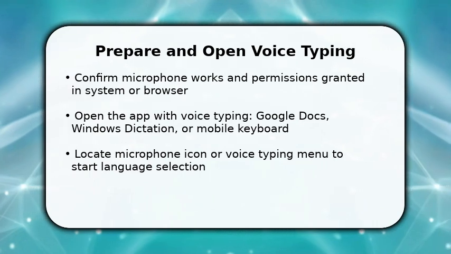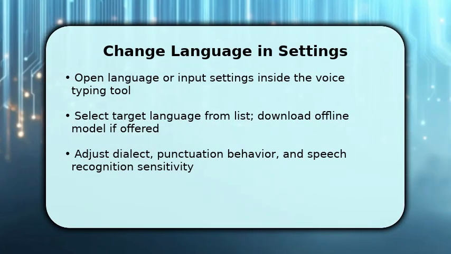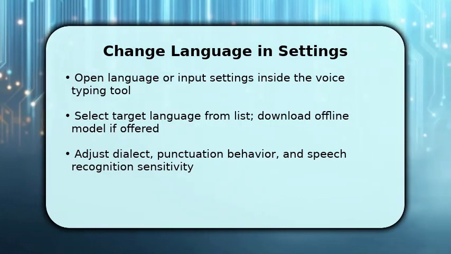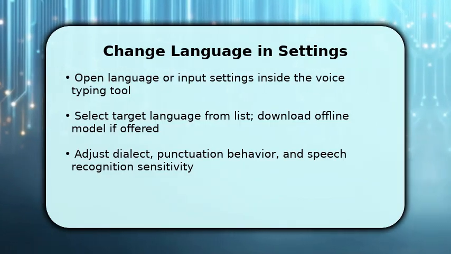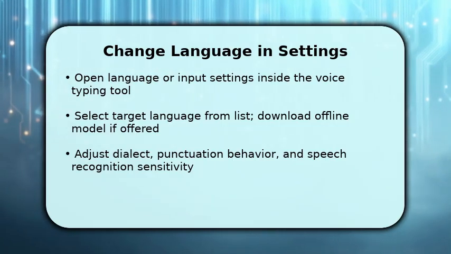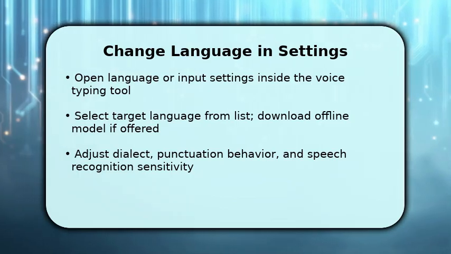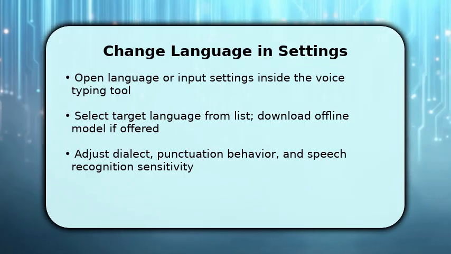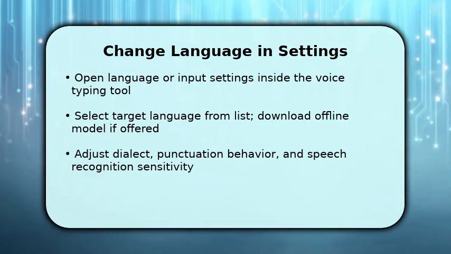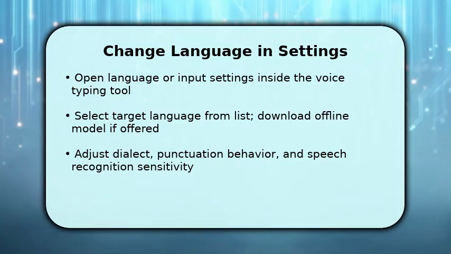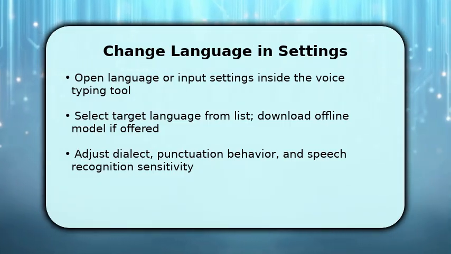Now change the language inside the voice typing tool. Open Language or Input Settings, which may be a gear icon or three-dot menu. Select the target language from the list. If an offline model is offered, download it so accuracy stays high without network lag. Make sure to choose the correct dialect and adjust punctuation or sensitivity options to match your speaking style. Once done, the engine adapts to pronunciation rules, so recognition improves and you waste fewer corrections.